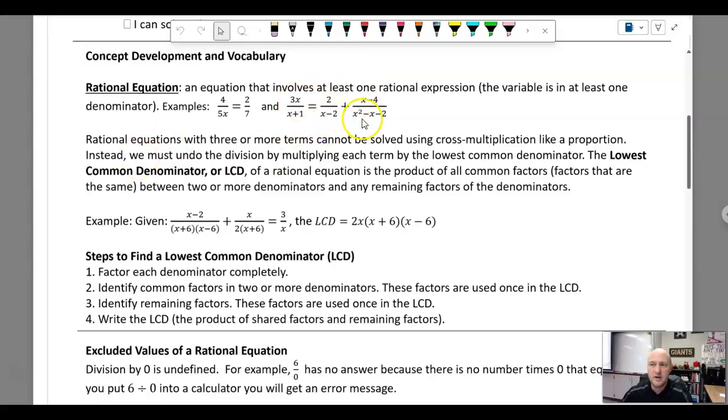Instead, we have to get rid of all of the factors in the denominator by multiplying by the lowest common denominator, also known as the LCD. It's the product of all the common factors that are shared between two or more denominators, and then anything that's left over. So when I multiply by an LCD, it'll clear out everything in the denominator.